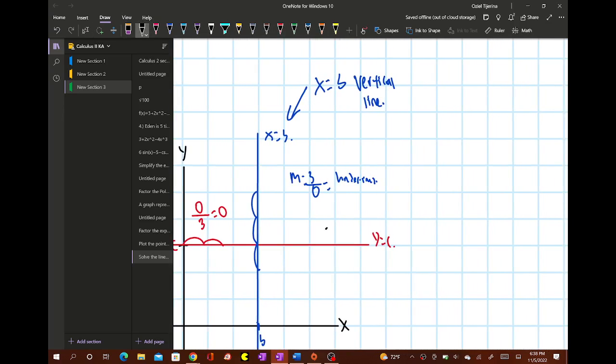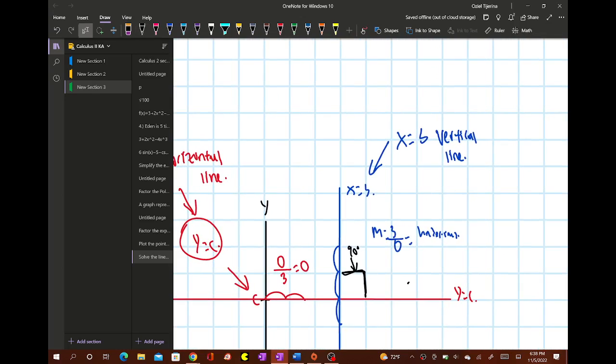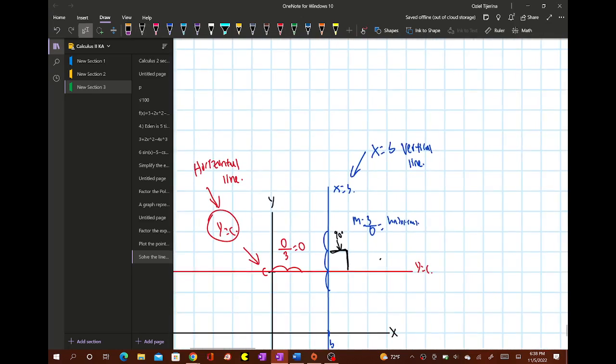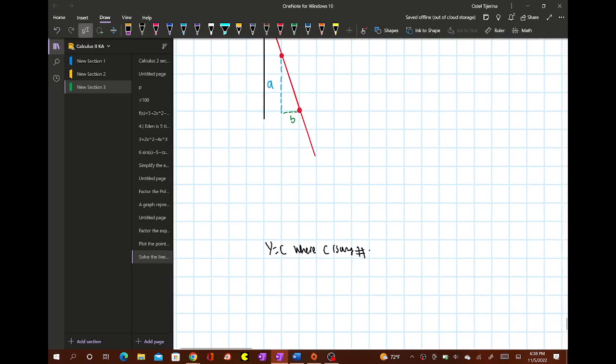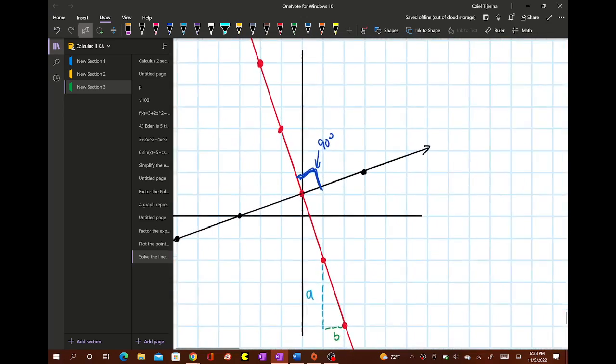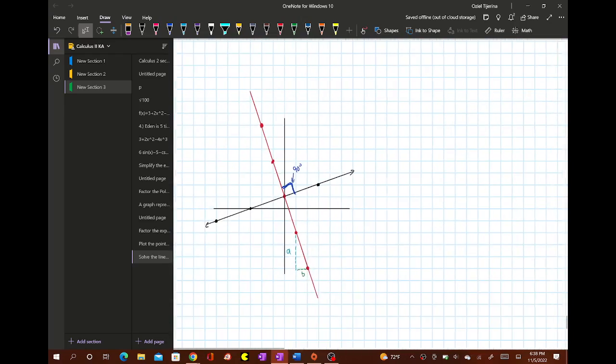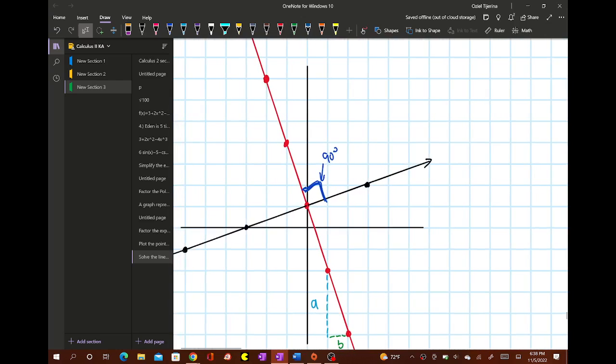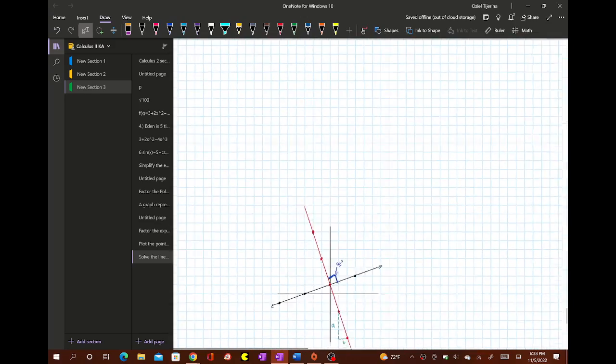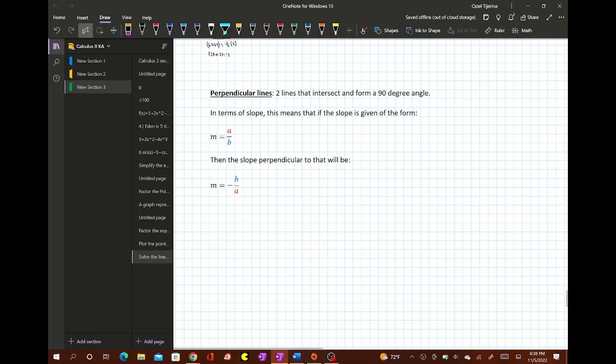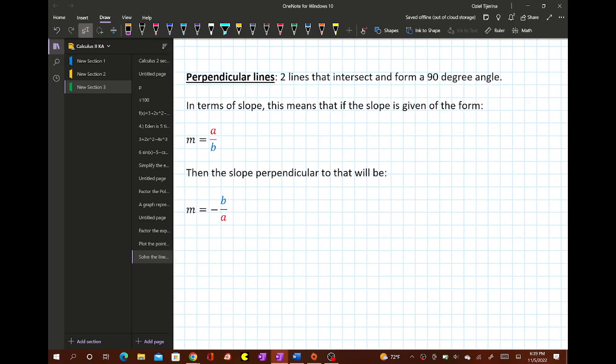Now, we notice that they form a 90-degree angle, so they're perpendicular to each other. Vertical and horizontal lines are perpendicular to each other. That's something I really want to make very clear. And this is an example where the two lines that intersect have a 90-degree angle, basically because of this.